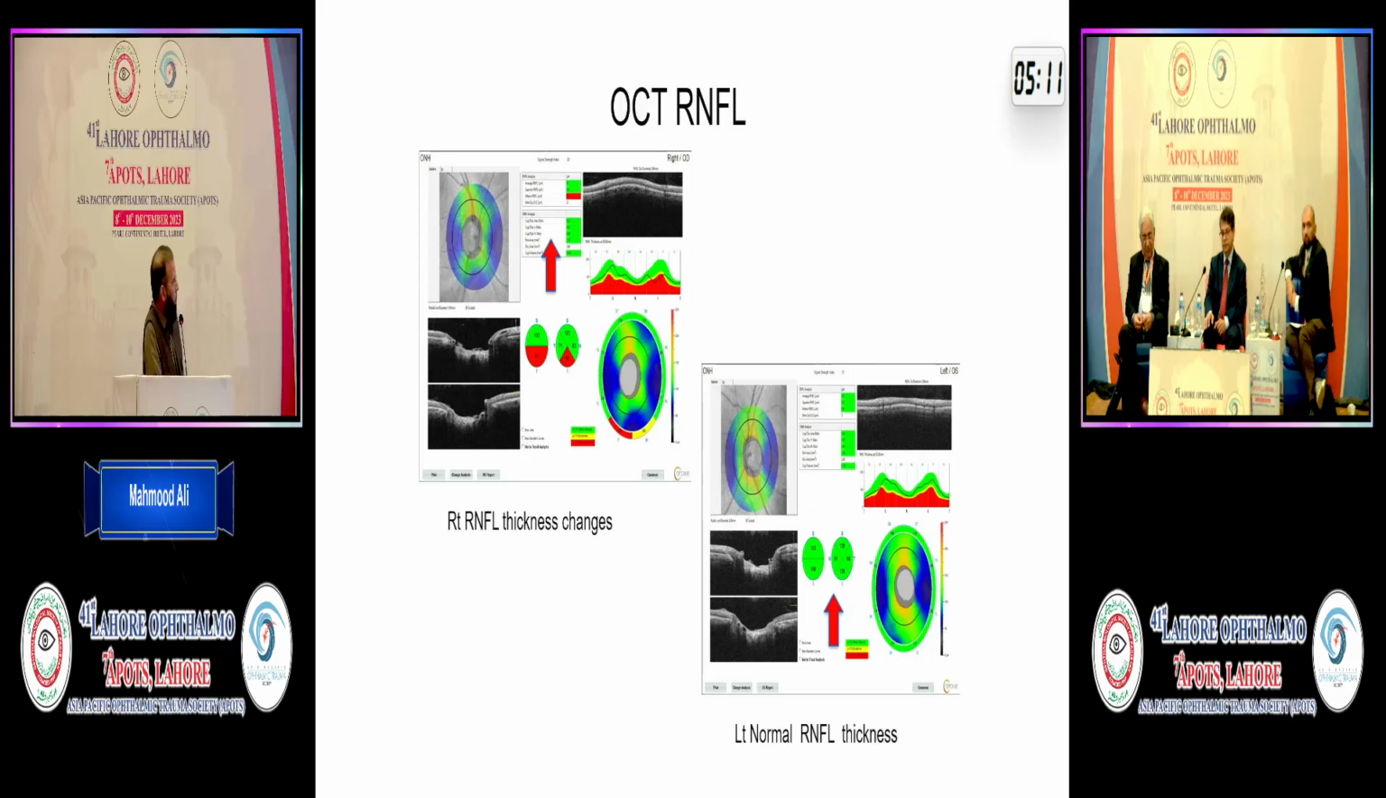So this is patient number 1, and we can see that OCT RNFL of the right eye is showing inferior quadrant thinning of the RNFL, while the OCT RNFL of the left eye is normal. Sorry, the pointer is not working, so I will not be showing the pointer on the slides.